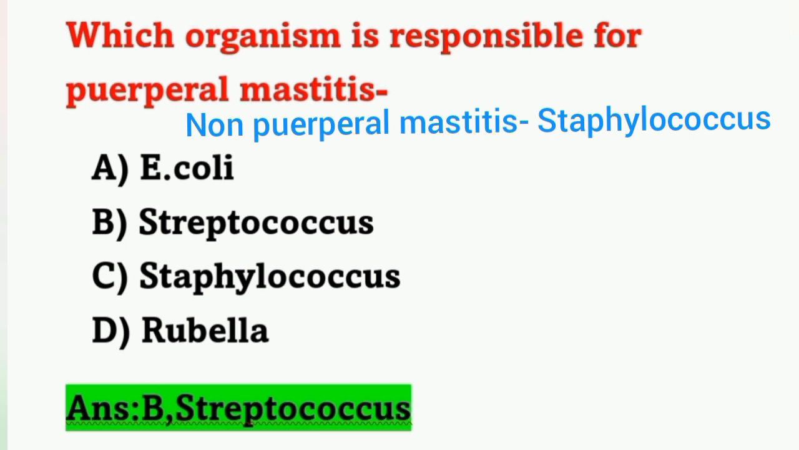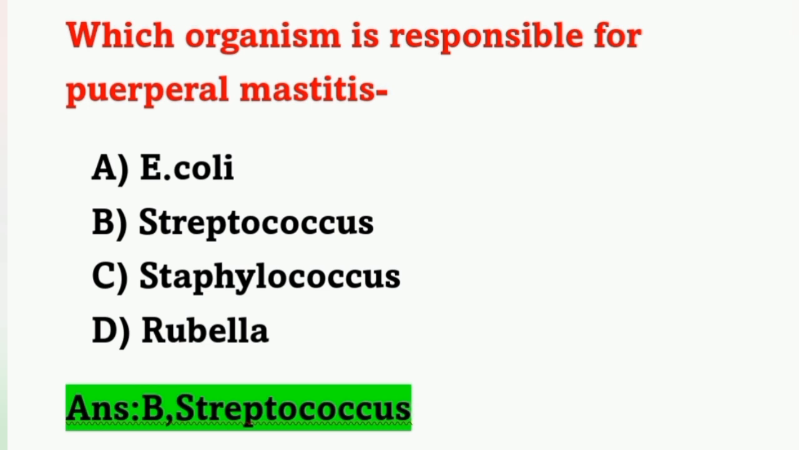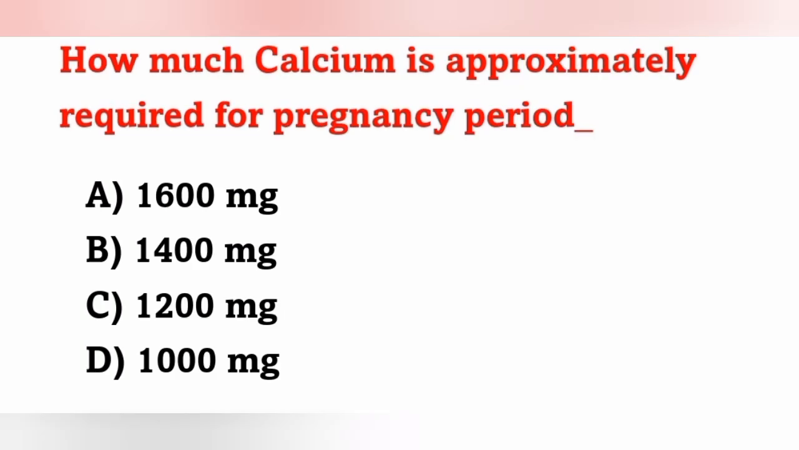Suppose if the question is like the organism responsible for non-puerperal mastitis, it is by Staphylococcus aureus. Usually mastitis is caused by both Staphylococcus and Streptococcus. During the puerperal period it is by Streptococcus and in the non-puerperal period by Staphylococcus aureus. Move on to the next question.